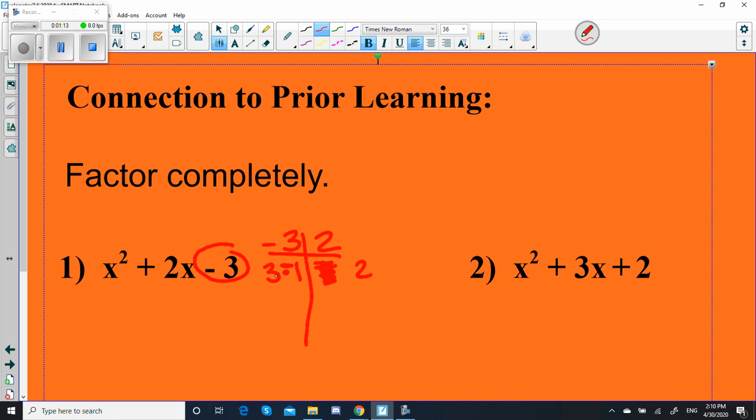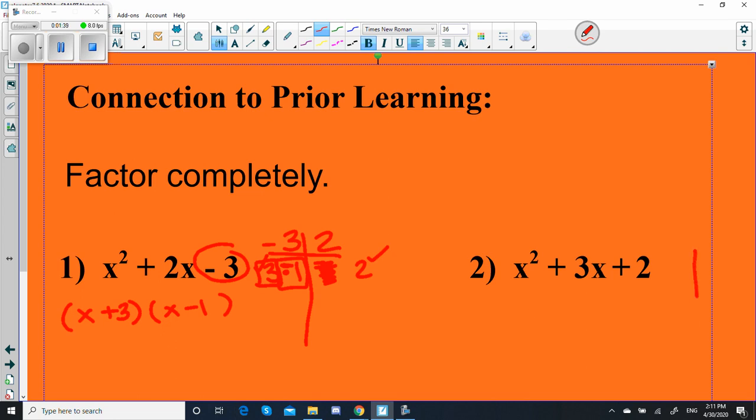So let's see if it works. 3 times -1 is -3. That checks out. And 3 plus -1 is +2. That also checks out. So now I can make my factoring parentheses, and I can put x plus 3 in the first one, and I got that from right here. And x minus 1 for the back one, and I got that from the second factor. Okay, let's try this one.